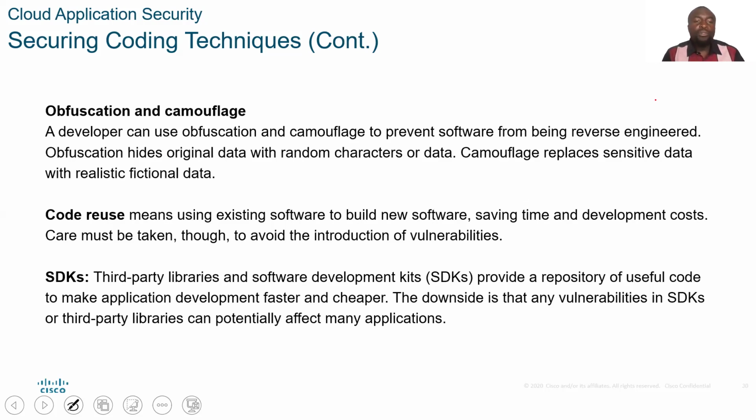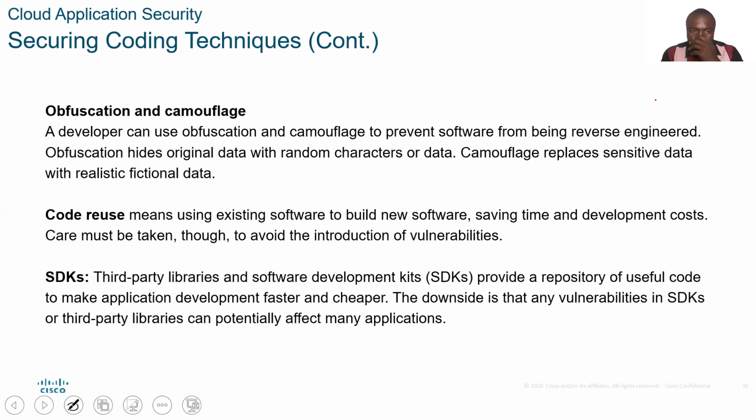Obfuscation and camouflage. The developer can also use obfuscation and camouflage to prevent software from being reverse engineered. When you say reverse engineer, you engineer something, that means you build something. Reverse engineer means that you take it down, you take it apart.